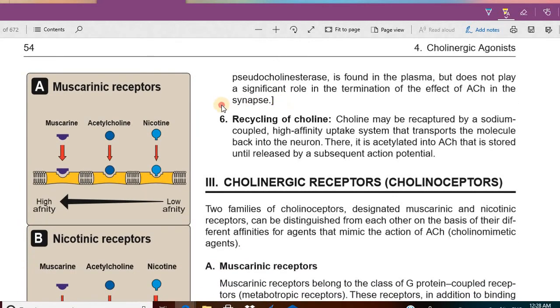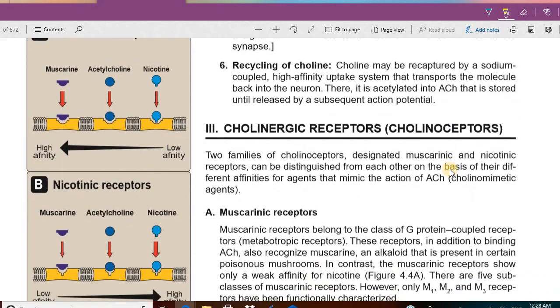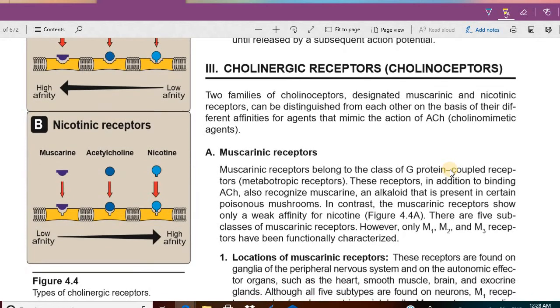And the sixth step is the recycling. Choline may be recaptured by a sodium coupled high affinity uptake system that transports the molecule back into the neuron. There it is acetylated into the acetylcholine that is stored until released by a subsequent action potential. This is all about how the acetylcholine is formed and how it releases and where it acts. 3 points we have discussed here. So then now we are going to discuss the cholinergic receptors, जिसको आप cholinereceptors भी कहते हैं.